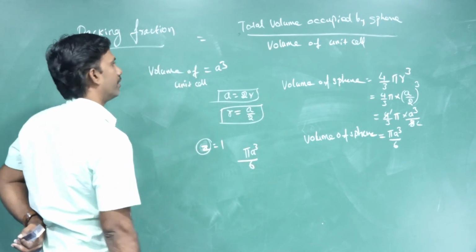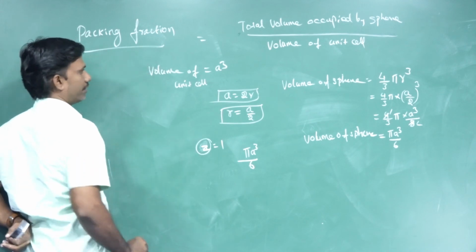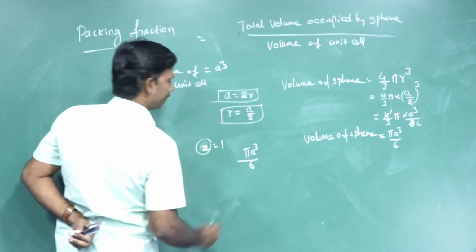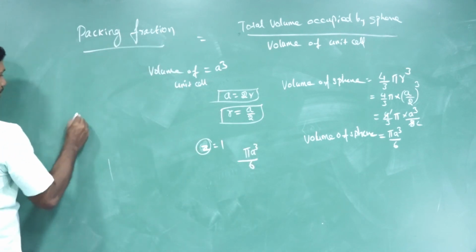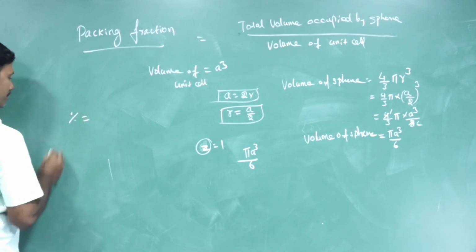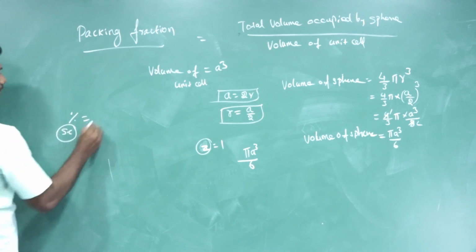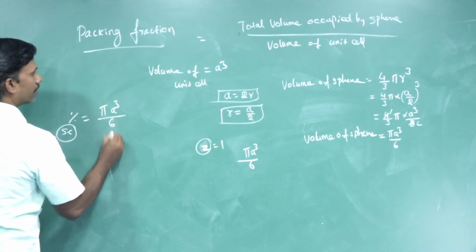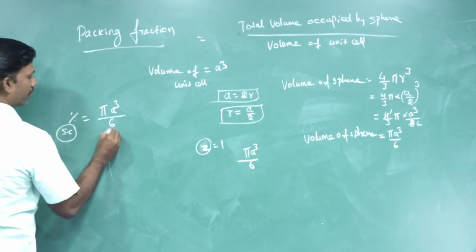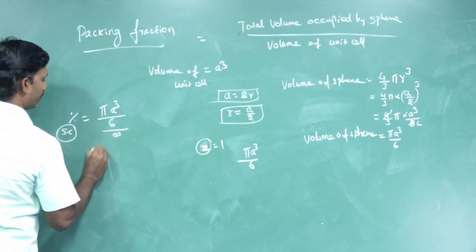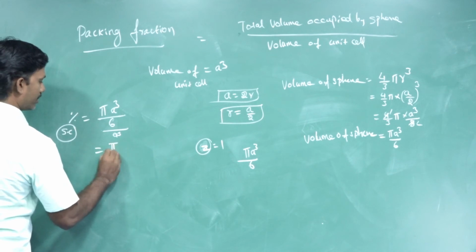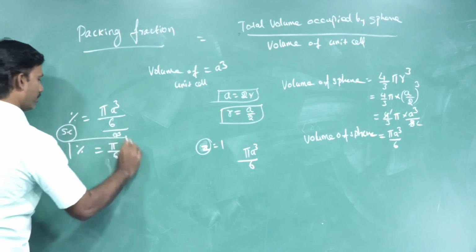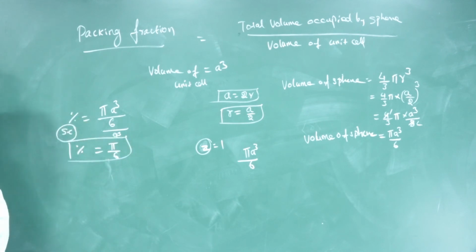Then what is the packing fraction? Packing fraction is nothing but the total volume divided by a cube. So the packing efficiency of simple cubic equals π a cube by 6 divided by a cube, that is equal to π by 6.